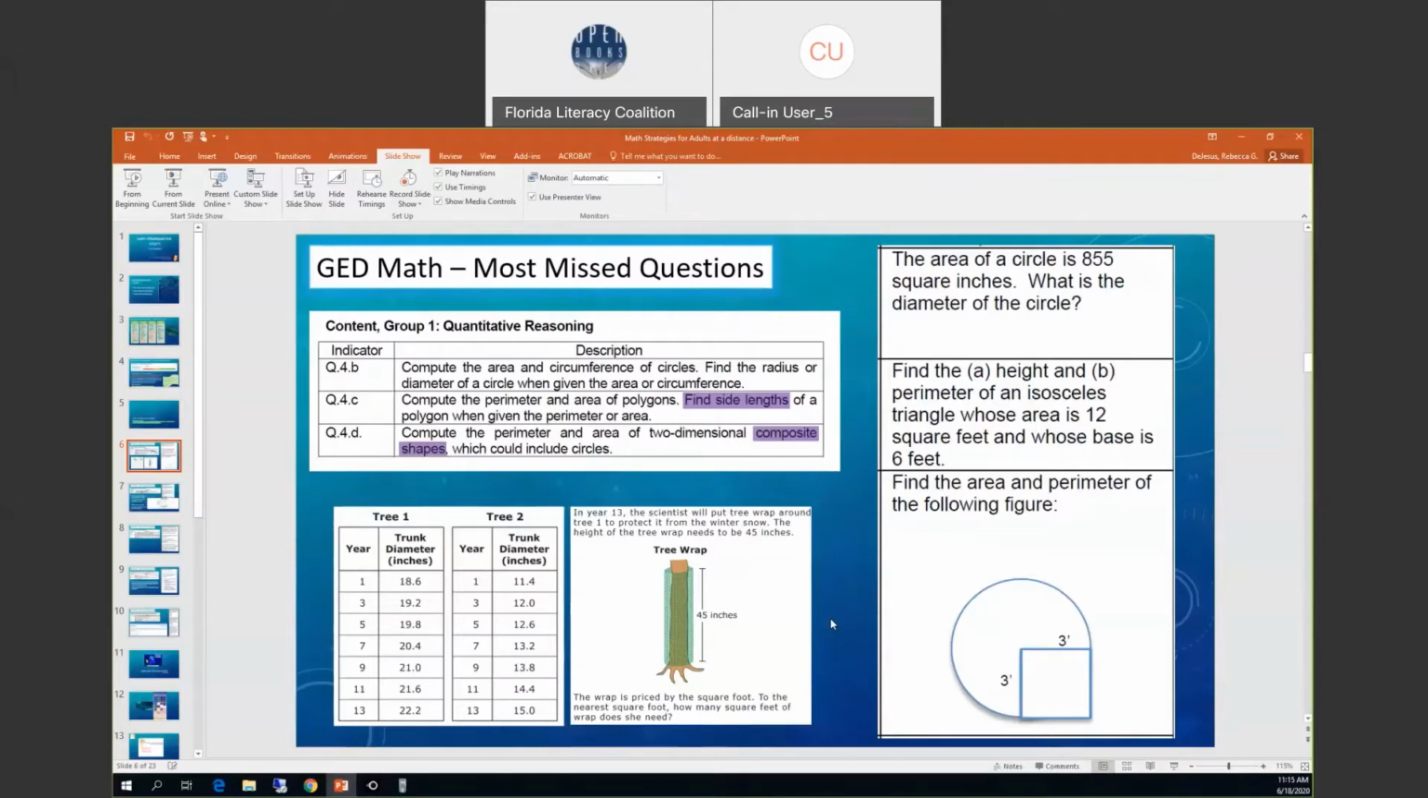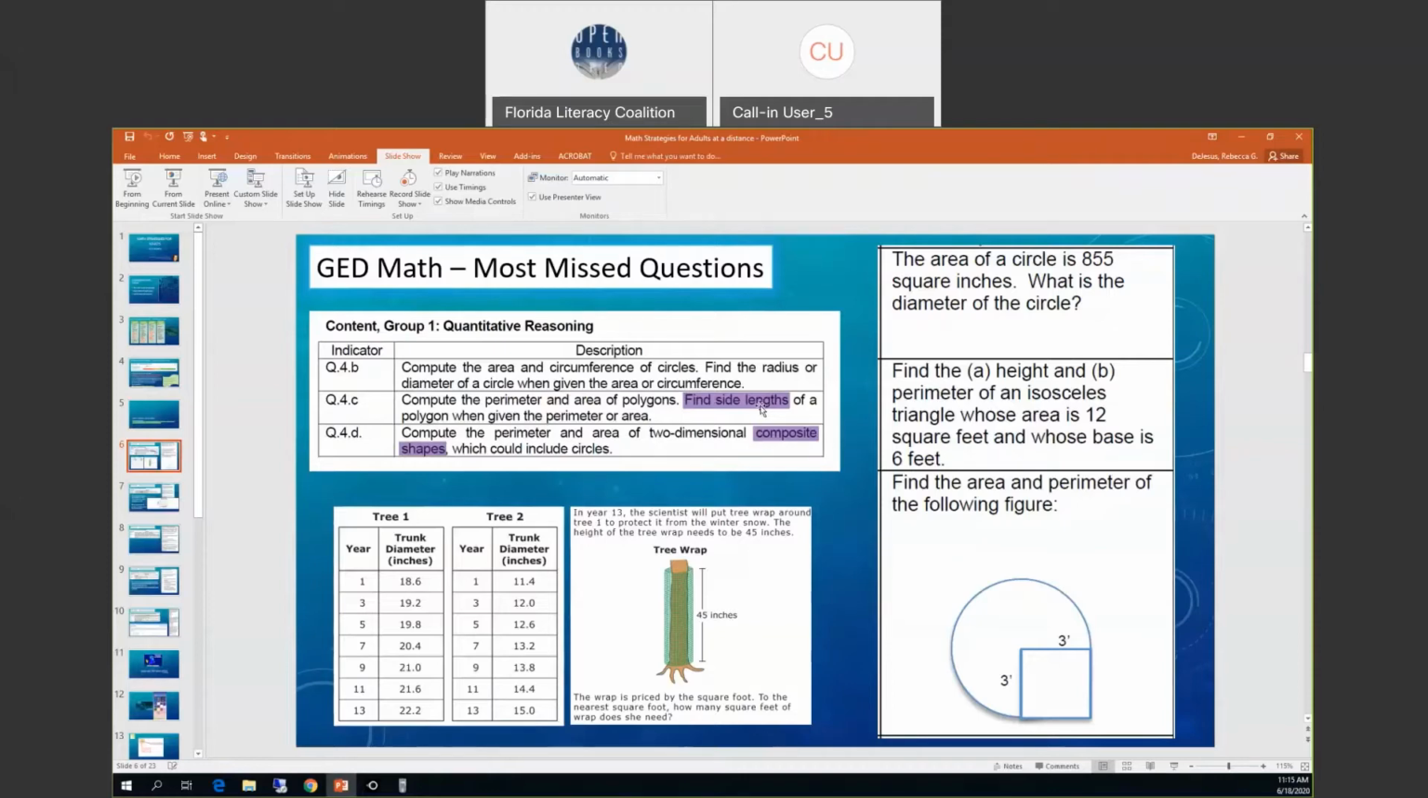But this is why I really need to drive in that concept that the more GED practice tests you can get a student to take, the better off that student is probably going to be, especially when you have older students that have not seen this style of questioning. So composite shapes and definitely thick word problems there. And again, finding side lengths.